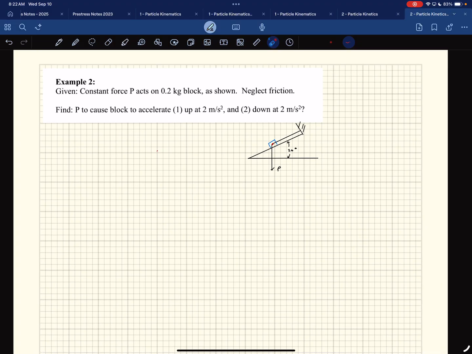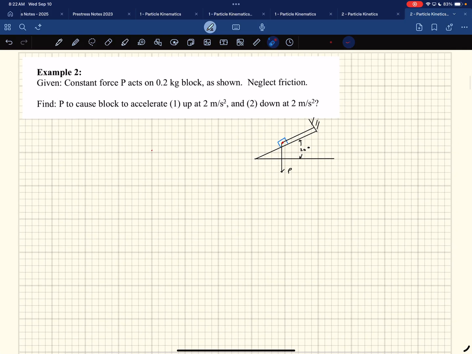Okay. All right, let's do the next one. A little more complicated. So this is this little block right here, sitting on a ramp. It's got a string or cable of some sort coming down. There's a pulley right here in the middle, and this is a frictionless surface. You could do it with friction, but in this case, it just makes it more complicated. We're going to do it without friction.